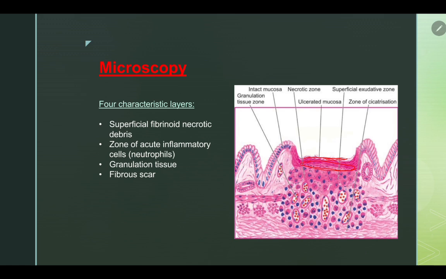and beneath it we can see the zone of acute inflammatory cells or the neutrophils. Beneath that we can see the zone of granulation tissue, and deep to that we can see the zone of fibrous scar.